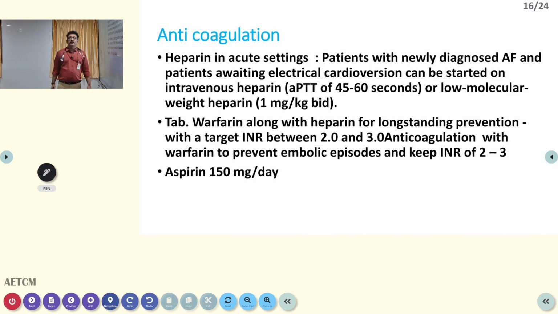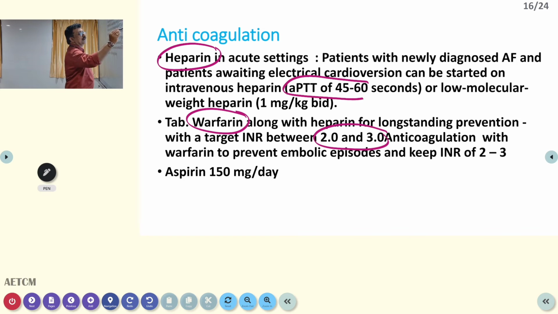And anticoagulation, we have already discussed, is required because the atrium is not beating properly. There is a high chance of clot formation in the atria. To prevent that, we have to give either heparin, which is an injectable form of anticoagulation, or go for warfarin. Warfarin alternatives are there, so those also can be given. And keep the INR between 2 to 3. That is very important. Whereas APTT is used for heparin, that is 45 to 60 seconds.